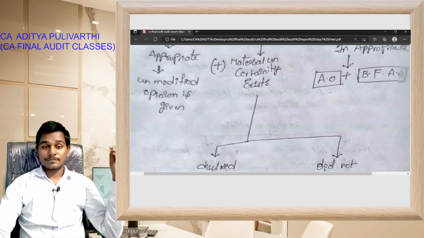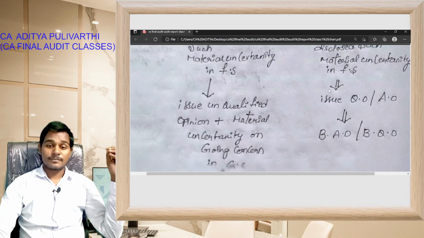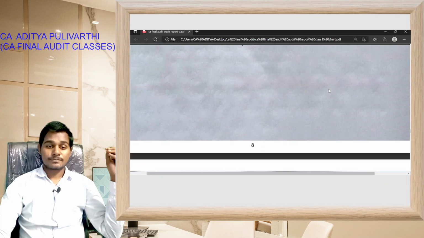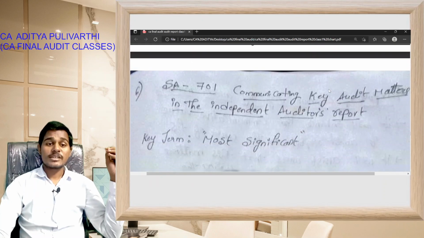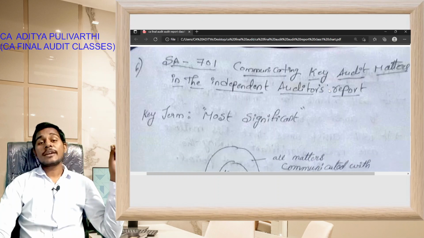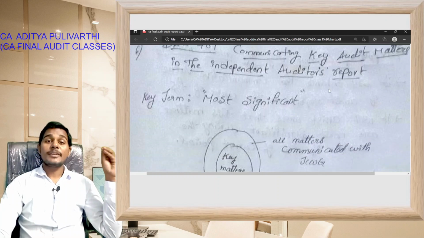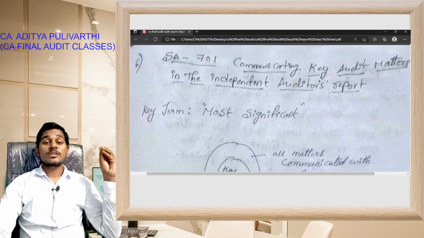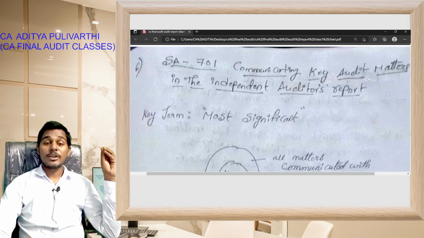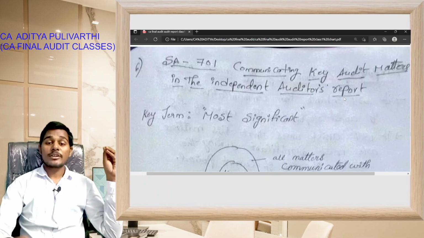Okay students, next. See SA 701, communicating key audit matters in the independent auditor's report. See students, SA 701, communicating key audit matters in the independent auditor's report.